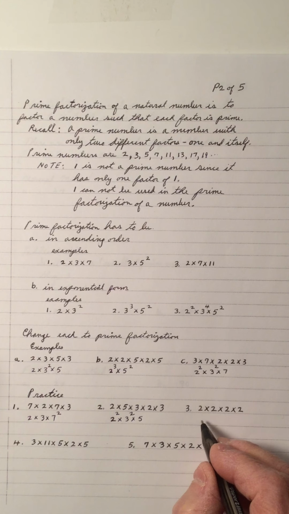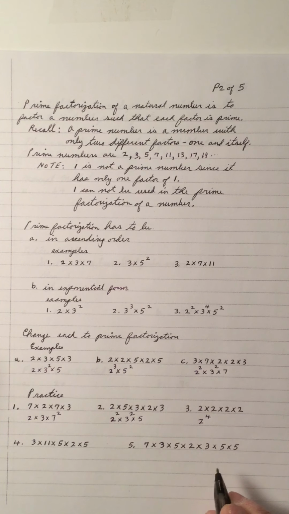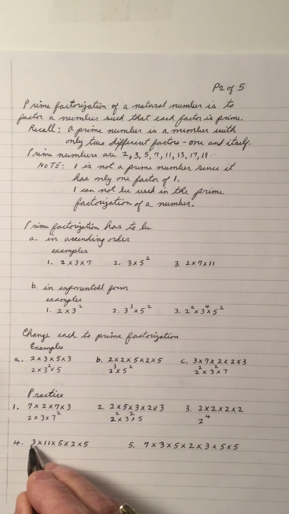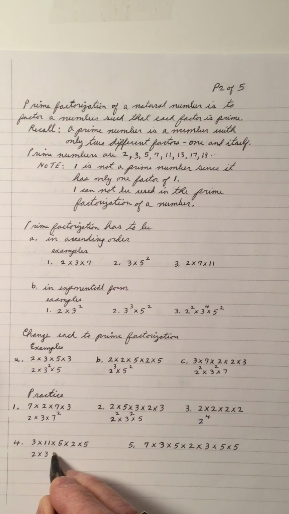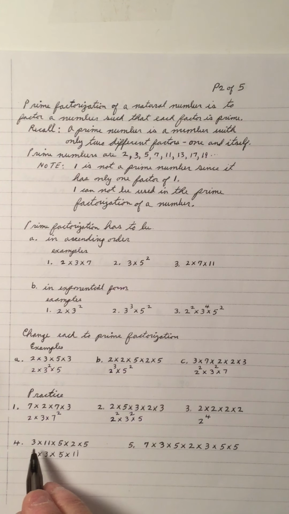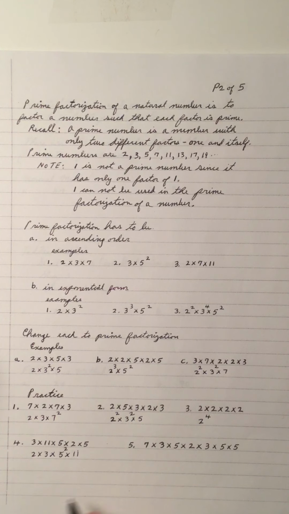Number 3, I see only a 2, and there's 1, 2, 3, 4, so that's 2 to the 4th. Number 4, I see a 2, and a 3, and a 5, and 11 in that order, and there's only one 2, one 3, two 5s, 5 squared, and one 11.